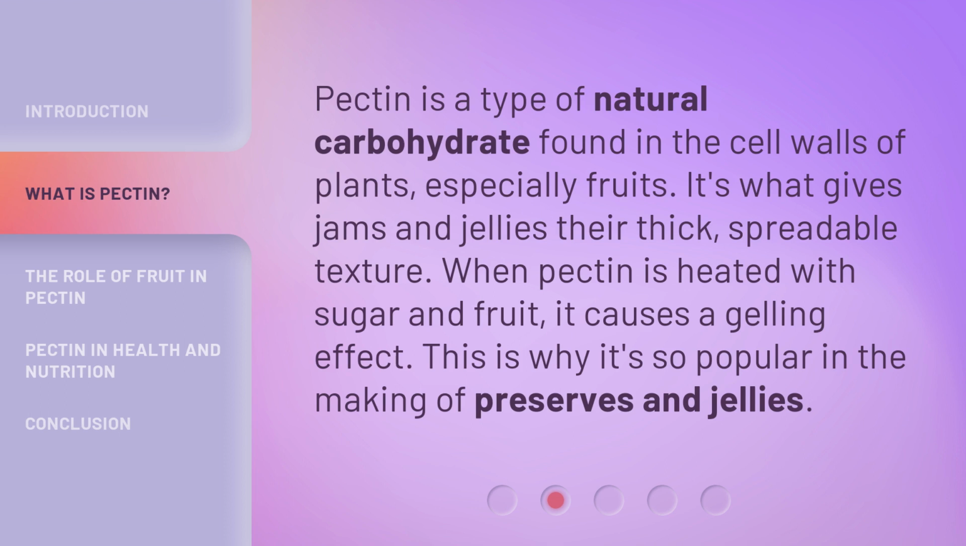Pectin is a type of natural carbohydrate found in the cell walls of plants, especially fruits. It's what gives jams and jellies their thick, spreadable texture. When pectin is heated with sugar and fruit, it causes a gelling effect. This is why it's so popular in the making of preserves and jellies.